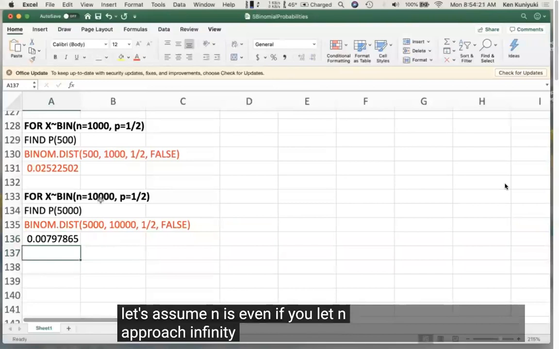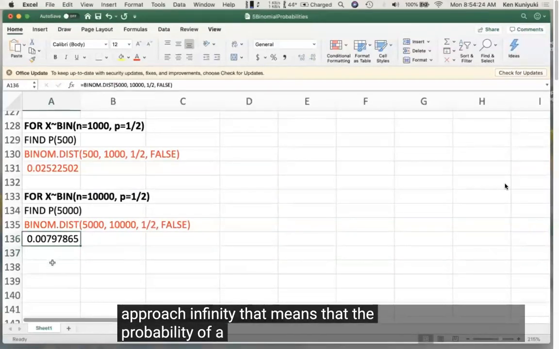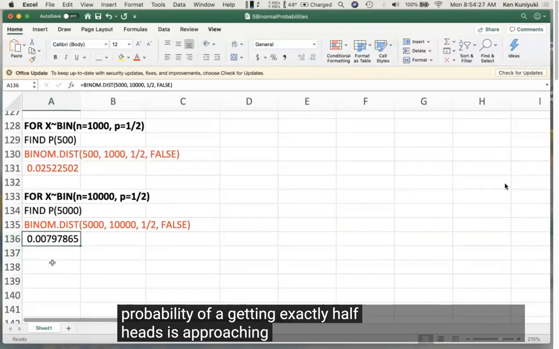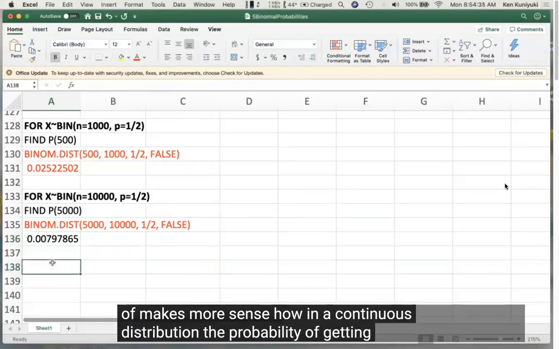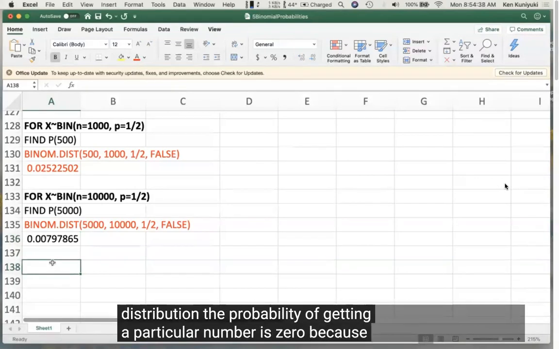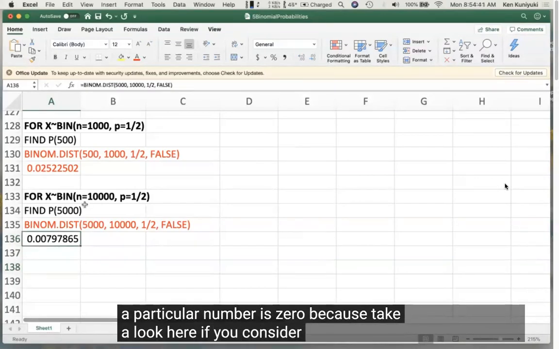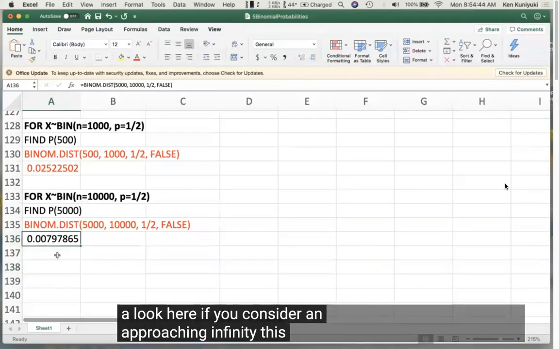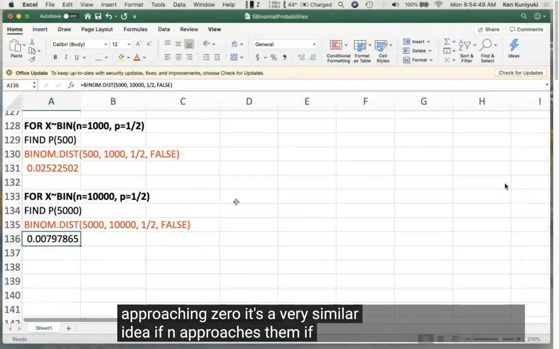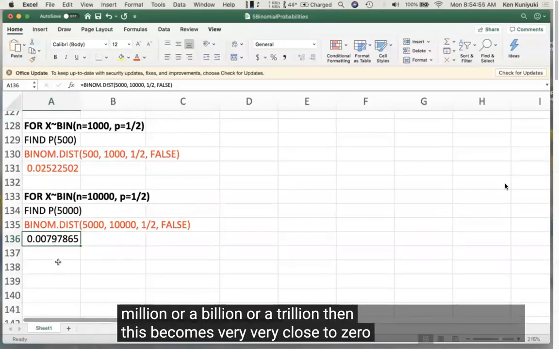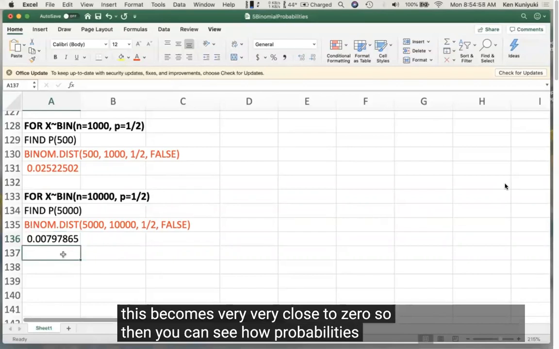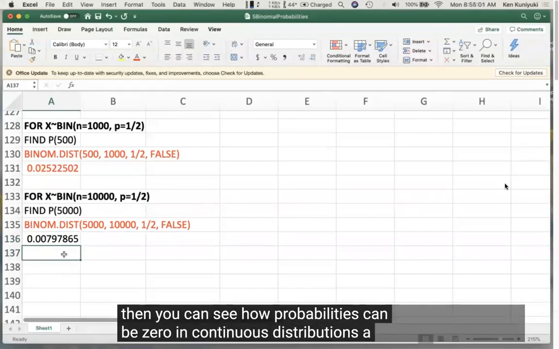If you let n approach infinity, that means that the probability of getting exactly half heads is approaching 0. And then it makes more sense how in a continuous distribution, the probability of getting a particular number is 0. Because take a look here. If you consider n approaching infinity, this probability is approaching 0. It's a very similar idea. If n is 1,000,000 or 1,000,000,000 or 1,000,000,000,000, then this becomes very, very close to 0. So then you can see how probabilities can be 0 in continuous distributions.